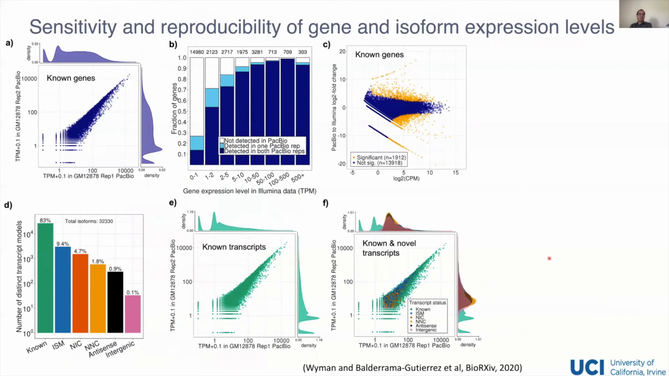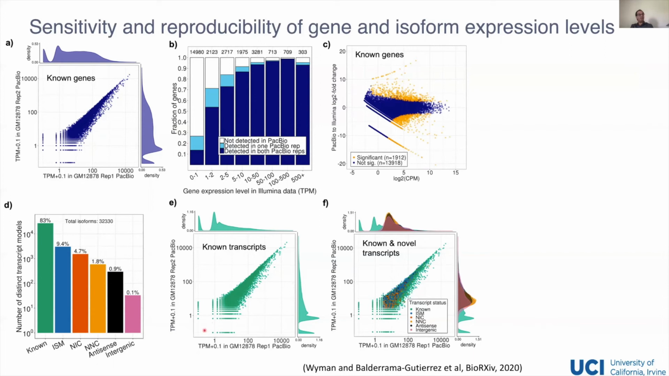Now, looking first at the GM12878 data, we can see that we have good gene-level reproducibility. We detect most genes that are expressed above 10 TPM, and the majority of genes detected at 1 TPM. 83% of the reads are classified as known, another 9% are classified as ISM, and another 6.5% are assigned as NIC or NNC. Those together account for more than 1,000 models that pass our thresholds and that are detected in GM12878, which has been a heavily studied cell line for the last decade.